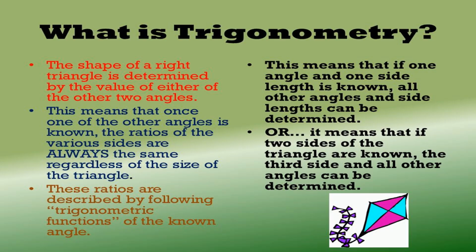The shape of a right triangle is determined by the value of either of the other two angles. This means that once one of the other angles is known, the ratios of the various sides are always the same regardless of the size of the triangle. These ratios are described by the following trigonometric functions of the known angle. This means that if one of the angles and one side length is known, all other angles and the side lengths can be determined. Or if two sides of the triangle are known, the third side and all other angles can be determined.